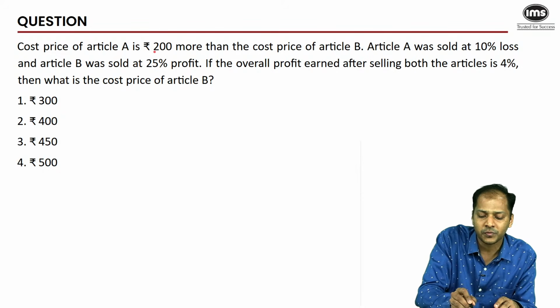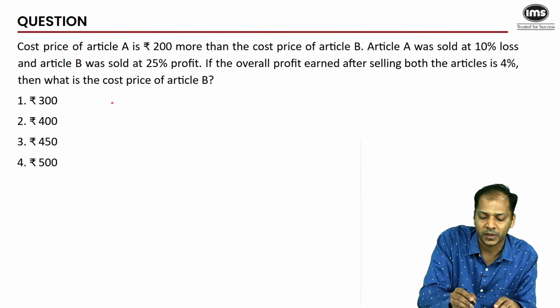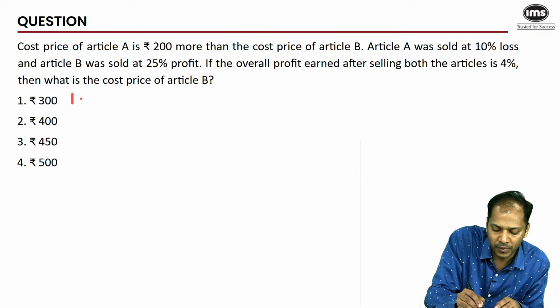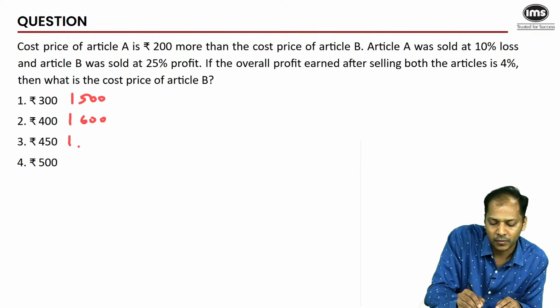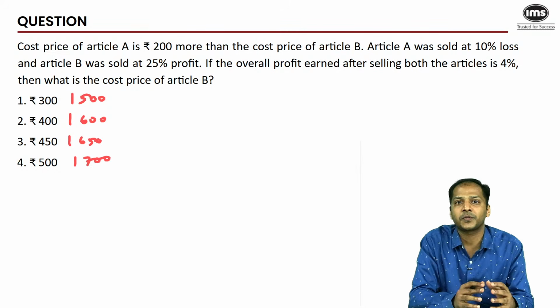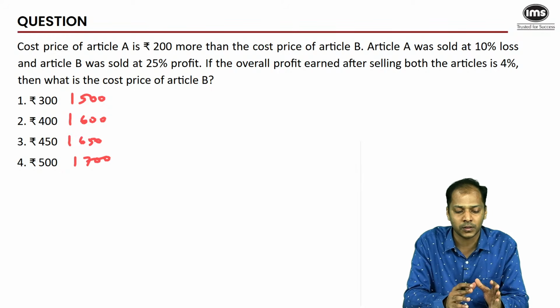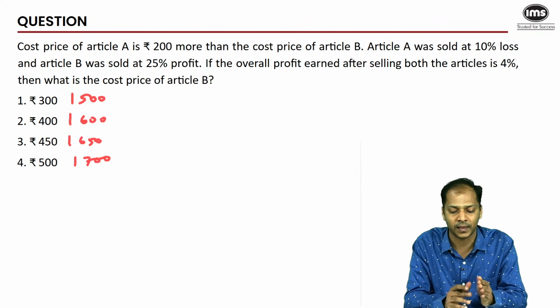We've been given cost price of A is 200 more than the cost price of B. So if A is 300, B would have been 500. If A is 400, B would have been 600. 450, 650, 500 and 700. First of all, these are the four cost prices of B and A.